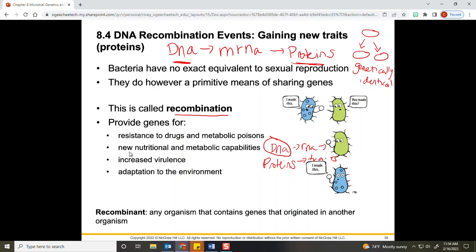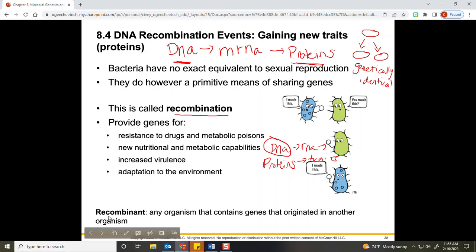They can also provide genes for new nutritional and metabolic capabilities. For example, some microorganisms are capable of utilizing lactose, which is sugar, to drive their metabolism, to make energy. But not all can. But if there is a lactose metabolizing gene that was given to a different organism that lacked it, then they would now be able to metabolize lactose. They can also increase their virulence, how effective they are. And also these new genes can help them to be more adaptive to the environment that they live in.